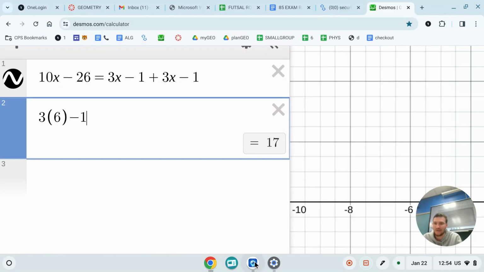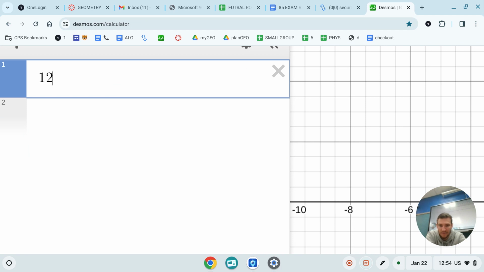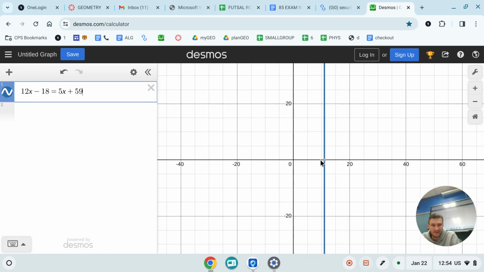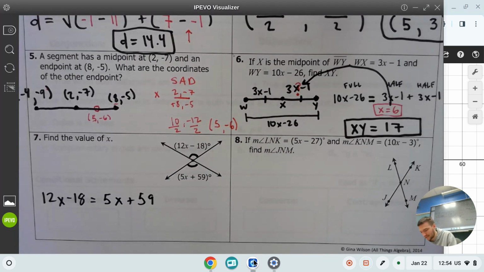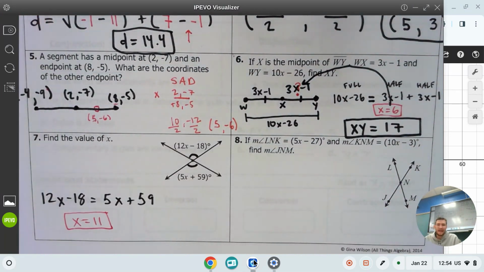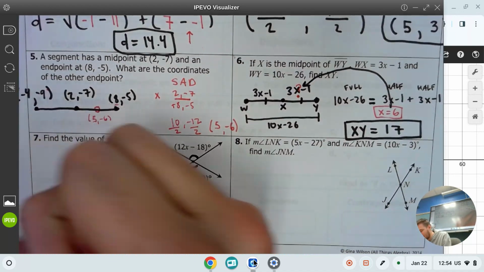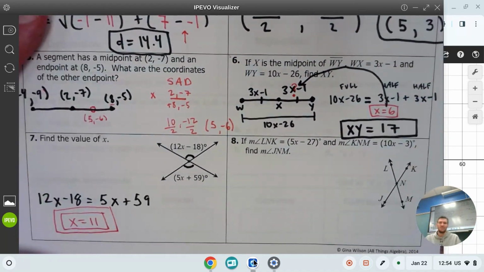We go to Desmos and we type this in. Again, trying to start picking our speed up a little bit. 12x minus 18 equals 5x plus 59. Make sure you type everything in correctly. Look on Desmos. Might have to zoom out a little bit. I'm seeing 11 as the answer. X equals 11. And for this question, does it want the x or does it want the angle? It says tell me the value of x. So that's it. We don't need to find the actual measure.